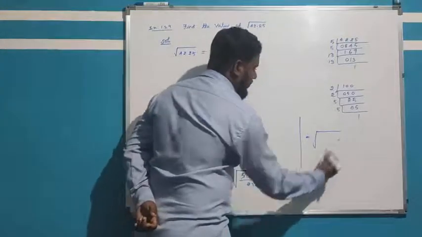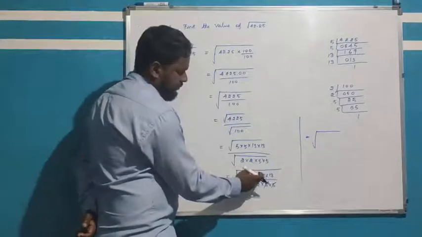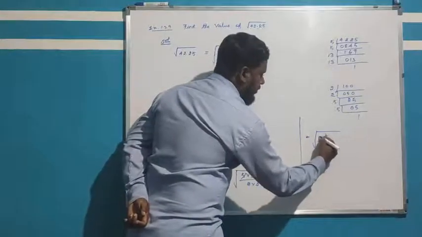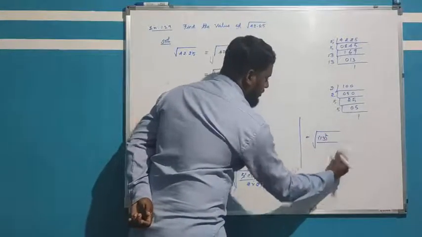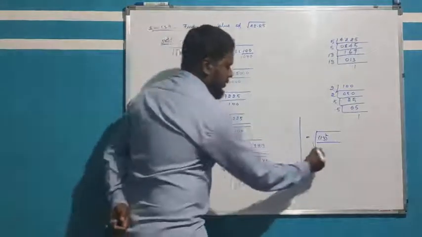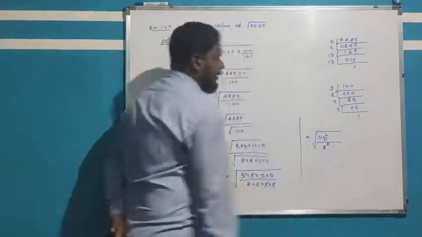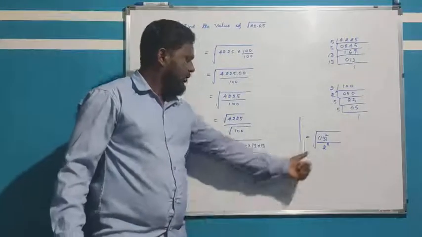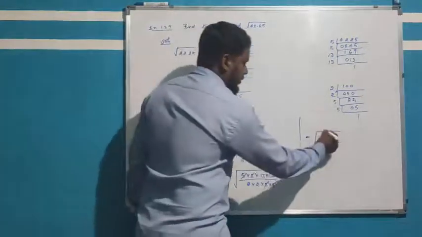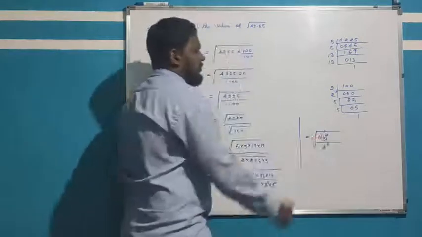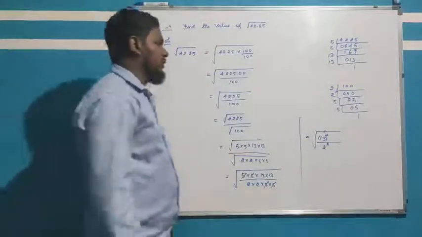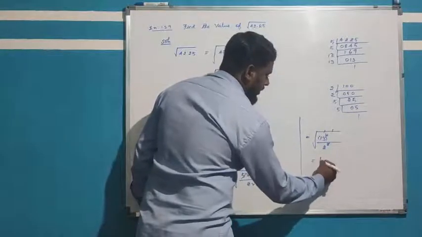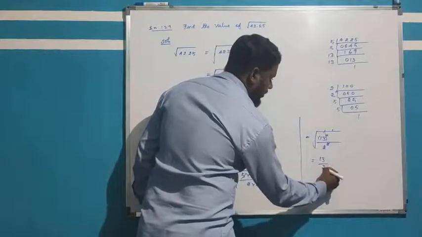So what do we get? Root of 13 into 13, which is 13 square, by 2 into 2, which is 2 square. For the numerator there is a root and for the denominator there is a root, so the root and square will cancel. The remaining is 13 by 2.